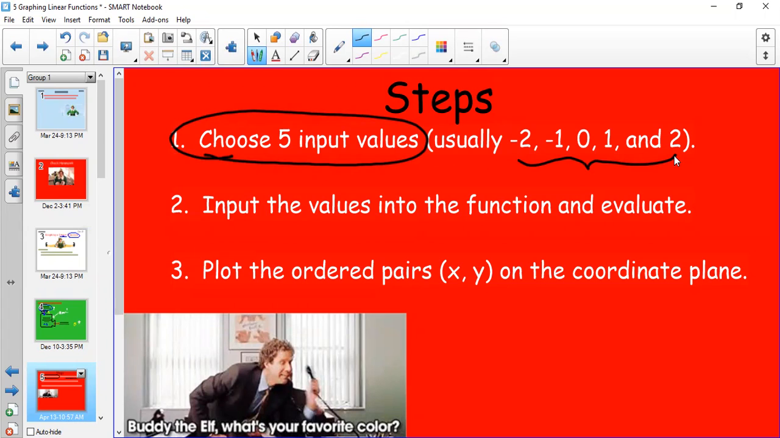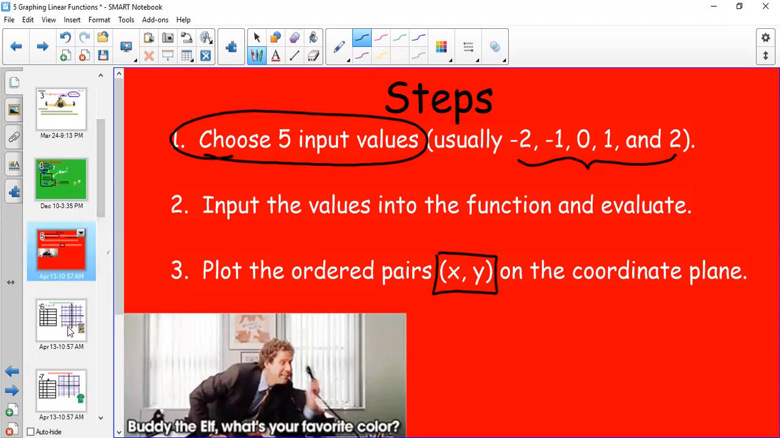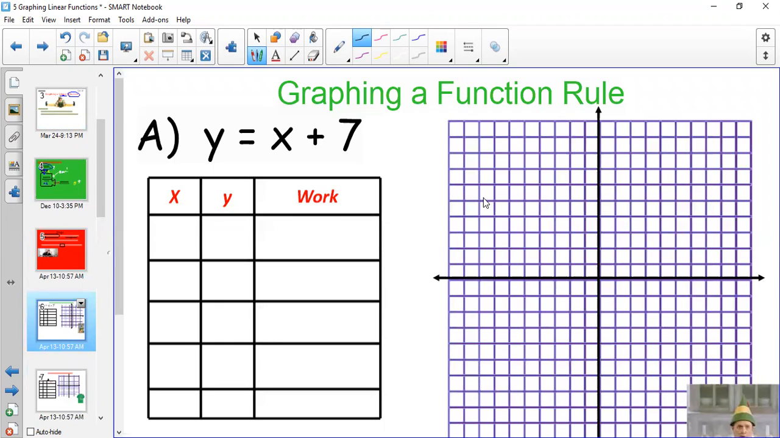So we're going to input those 5 values into, remember that really fancy function machine, your brain, and we're going to output a y. And once you have an x and a y, you have an ordered pair that you can now put on the coordinate plane. So we can now graph it. Okay, so let's see what this looks like in action.